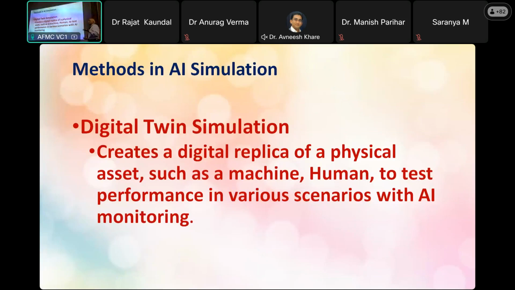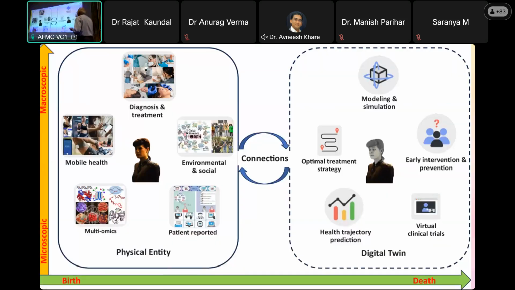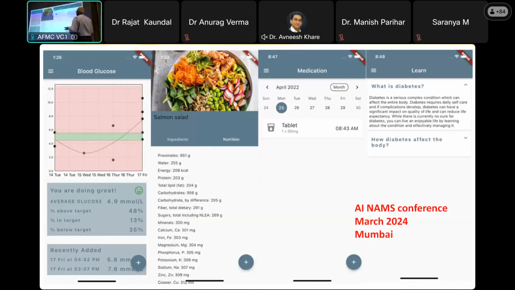Another technology which is coming up is digital twin technology simulation. This is also called DNA nudge technology. It creates a digital replica of a physical asset. For example, in a diabetes patient, you have a physical entity, you have a digital twin, and you create a digital nudge out of it. And you start treating the patient's diabetes. Something like this was presented at the AI and AMS conference in March 2024 in Mumbai. This was an experiment done in Mumbai for the last 5 years, and they created a complete digital twin to treat a patient's diabetes.